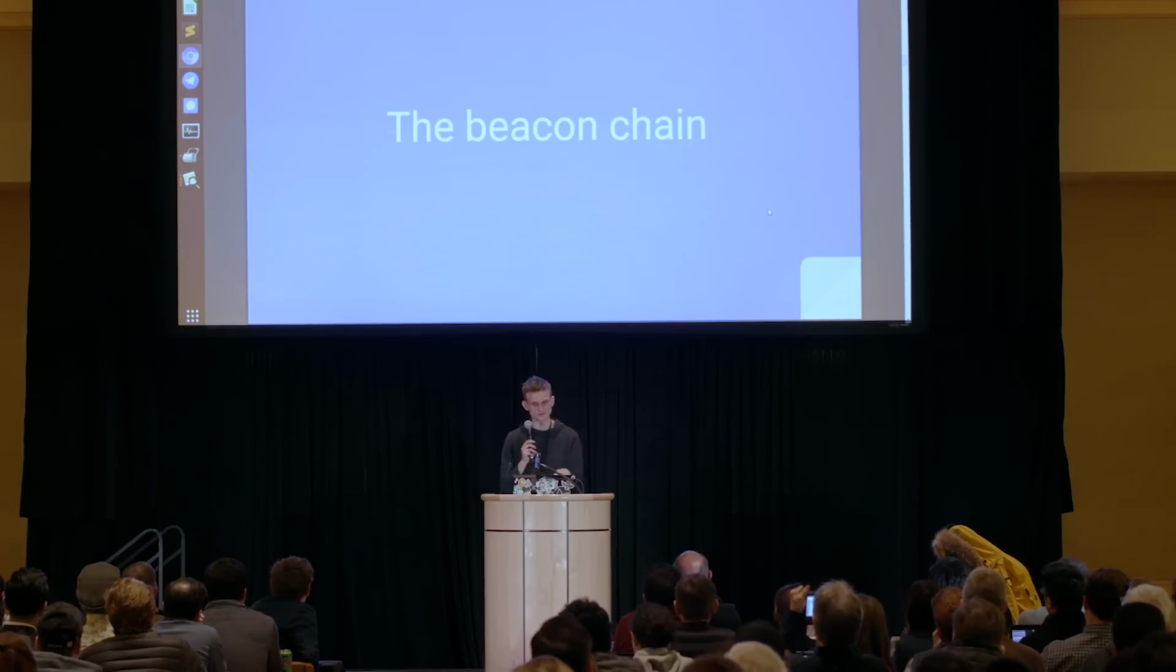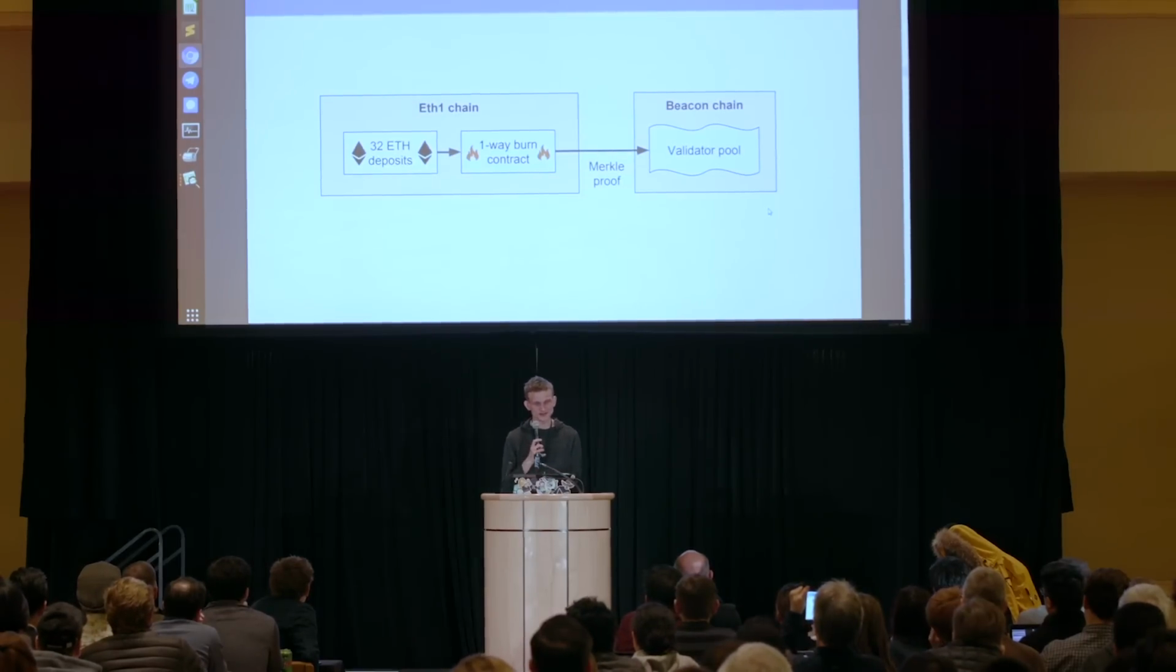So the beacon chain, right? So first of all, in order to get onto the beacon chain, it is a proof of stake system. So to get onto a proof of stake system, you need to have 32 Ether, and you move it over to the beacon chain by sending it to a one-way burn contract. And then you publish a Merkle proof receipt onto the beacon chain. When it gets included in the beacon chain, you get inducted as one of the proof of stake validators of the beacon chain.